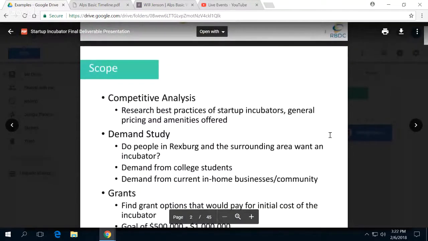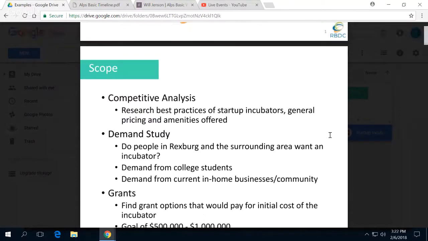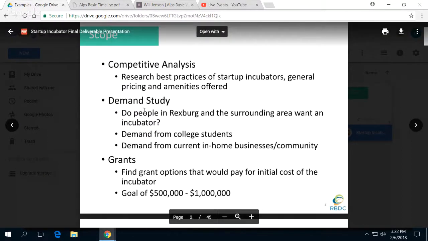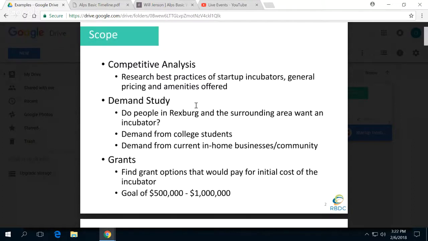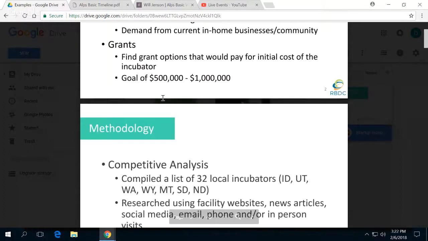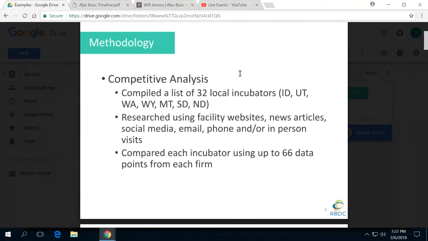This project was basically threefold. There were three key parts: a competitive analysis, a demand study, and some grant research. In the scope, we clearly identified what we were doing and what we were trying to learn in each topic. Then we went on to the methodology. We did a three-slide methodology. Some of your projects will be 3 slides, some 2 slides, some 1 slide, but basically outlining the procedures, what we did. So here we compiled a list of 32 incubators.